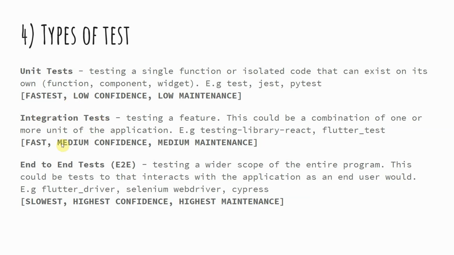So the next one is end-to-end testing. This is just testing the wider scope of the entire program. What that means is that most of the time, end-to-end testing is going to be simulating the end users using your application. And most of the time, end-to-end tests are carried out on actual devices. So if it's a mobile application, it will be carried out on a mobile app, and if it's on the web browser, it will be carried out on the web browser.